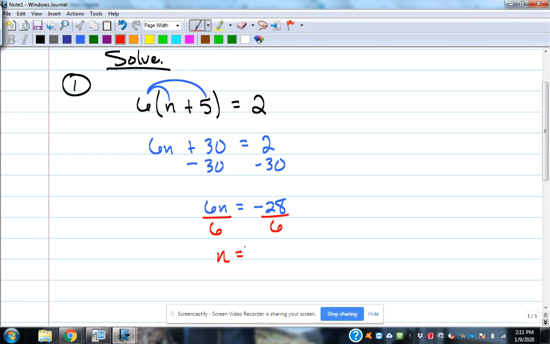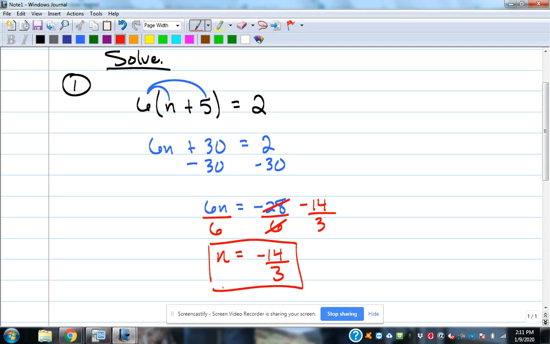So what do I do? What can I do? Well, I don't want to go to a decimal. Simplify it by doing what? 2 goes into both of them. 2 goes into negative 28 negative 14 times, and into 6 3 times. So that'd be negative 14 over 3. And that's how we want to leave our answer, as an improper fraction, but reduced as far as it'll go.